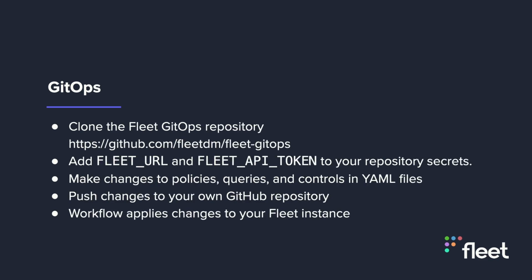So getting started with GitOps is pretty easy. Just clone that repo, add a couple of tokens to your secrets file. Do not put your secret keys in your repo, please. Please. Make changes to those policies, queries, controls in the YAML files. Add scripts if you'd like. Push those changes with your own GitHub repository. And then we even provide the workflow to automatically apply all of those configurations.